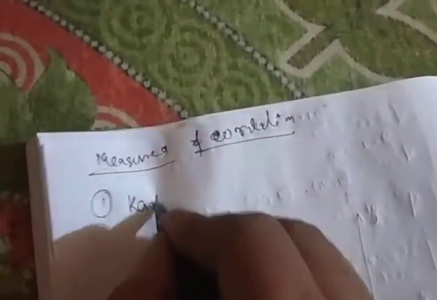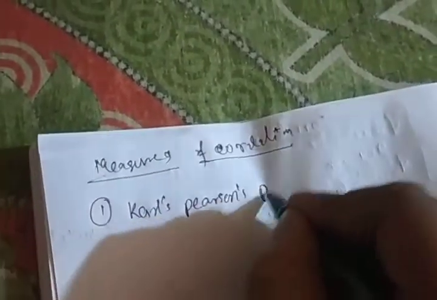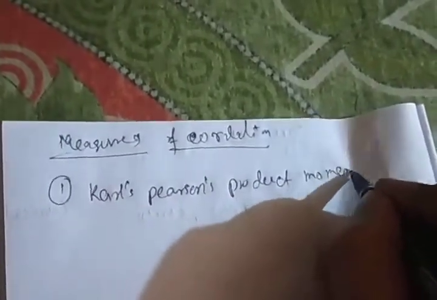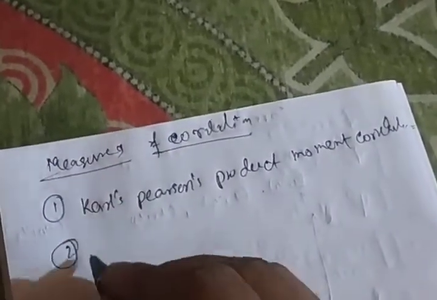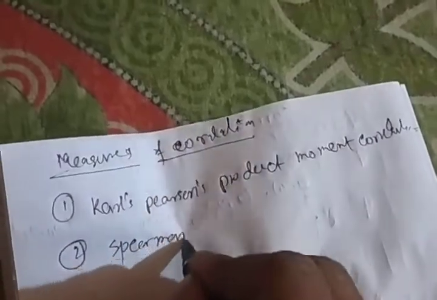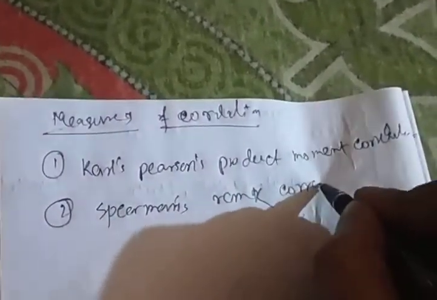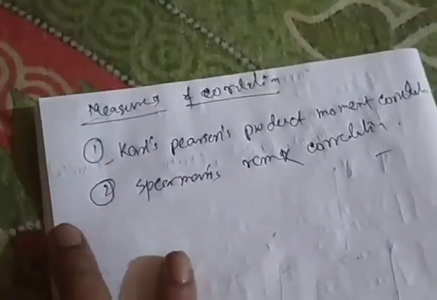What is the first measure? There are two types of measure in correlation. First is Pearson's product moment correlation. Second is Spearman's rank correlation. These are the two types of measures of correlation.